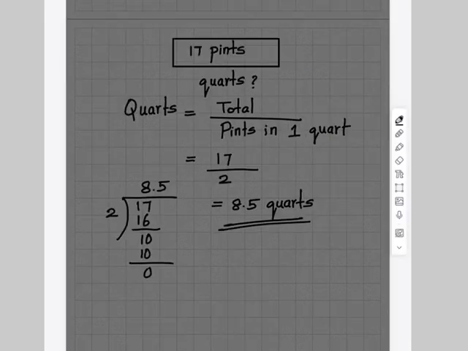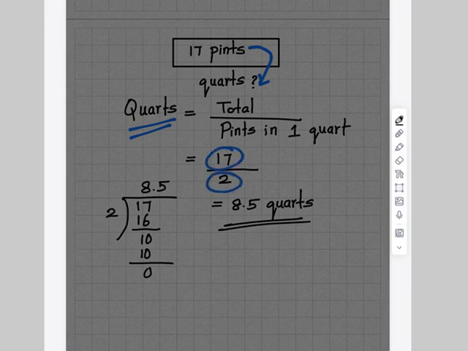So in this problem, pints have to be converted to quarts. So quarts equals total divided by number of pints in 1 quart. So the total is 17. Pints in 1 quart is 2. So when we divide, we get 8.5 quarts. That is how pints are converted to quarts.